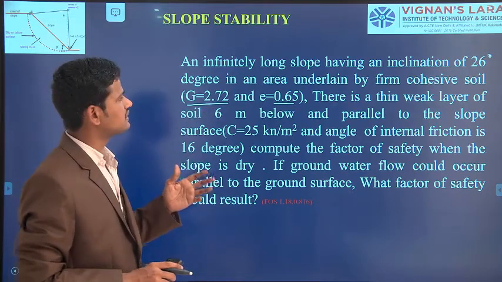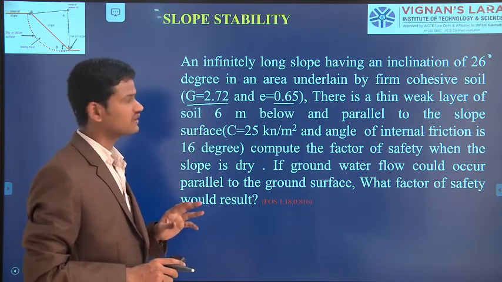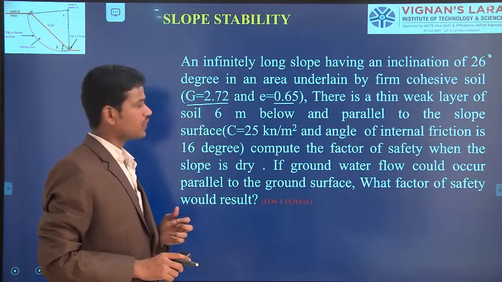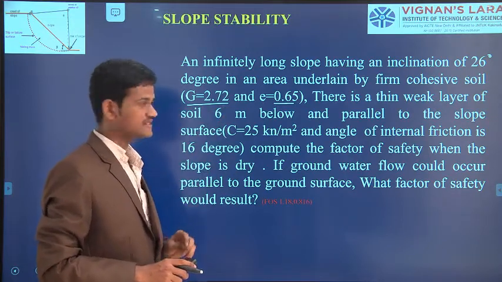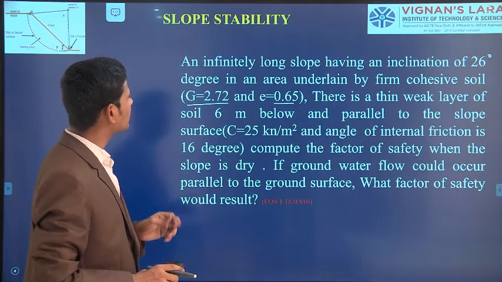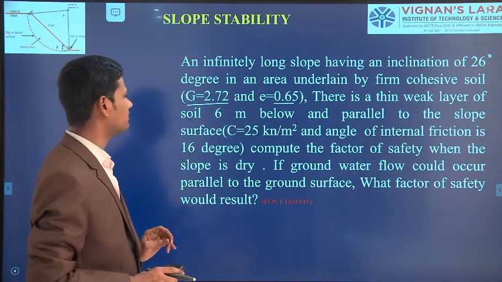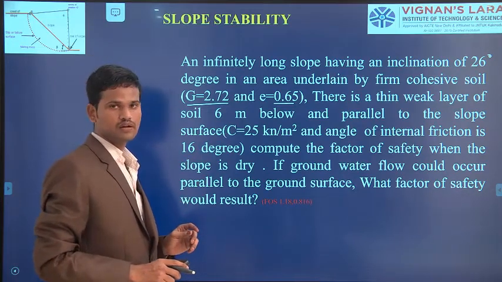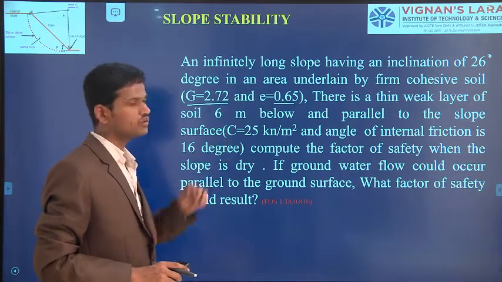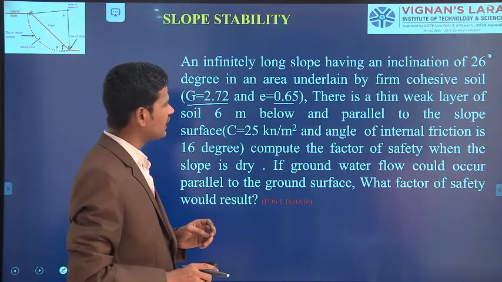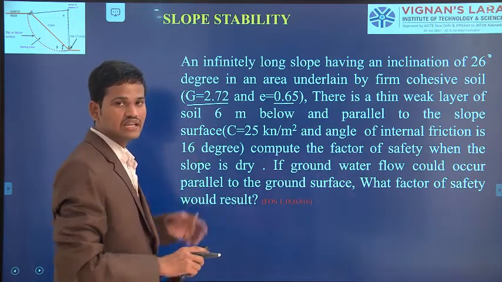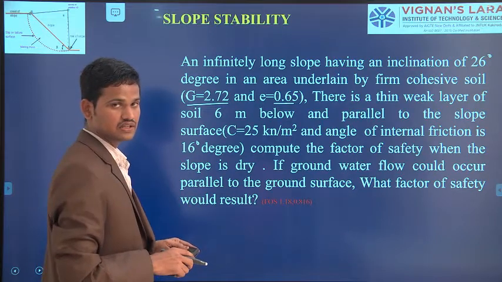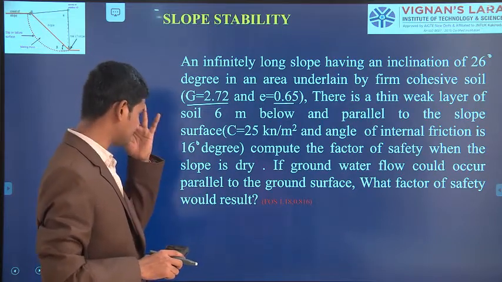One type of soil is there. The angle of inclination is 26 degrees, specific gravity is 2.72, and void ratio is 0.65. There is a thin weak layer of soil 6 meters below and parallel to the slope surface, where the cohesion C equals 25 kN per meter square, and the angle of internal friction of the soil is phi equal to 16 degrees.